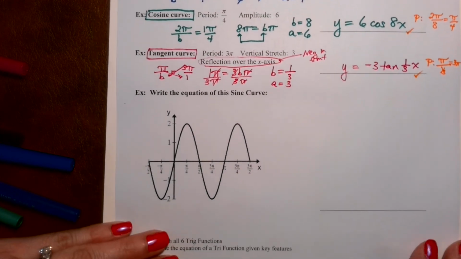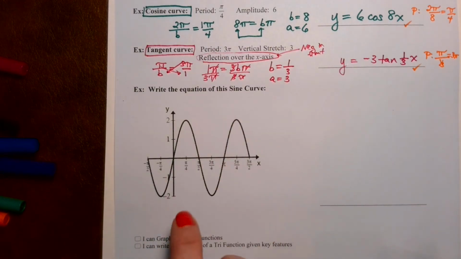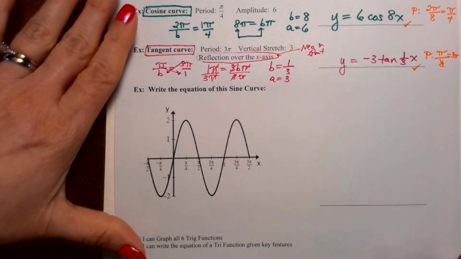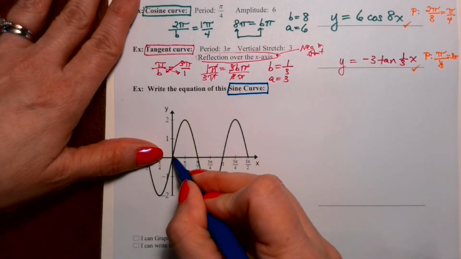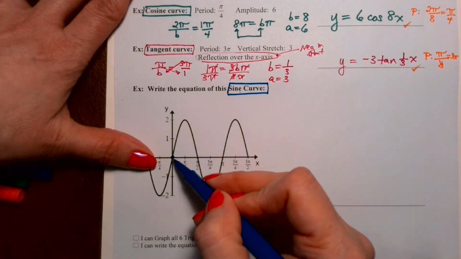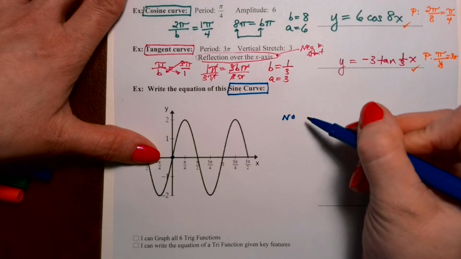Write the equation of the sine curve. Very similar to what we just did, except we're going to have to gather some information from the graph. First of all, make sure we look at the directions. A sine graph starts at the middle. Was there any reflection? Okay, no reflection. It's going up.